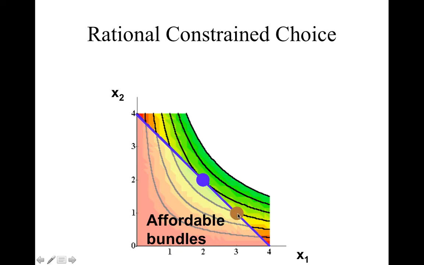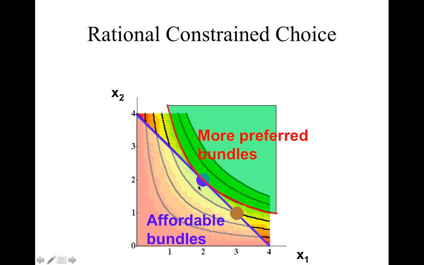Notice that the bundle denoted by the brown color is still an affordable bundle. But the level of satisfaction that this consumer is getting from this bundle is certainly ranked lower than what he or she could achieve with the bundle represented by the blue color. And so that is your optimal bundle. That is the highest indifference curve that you can reach given your budget constraint.